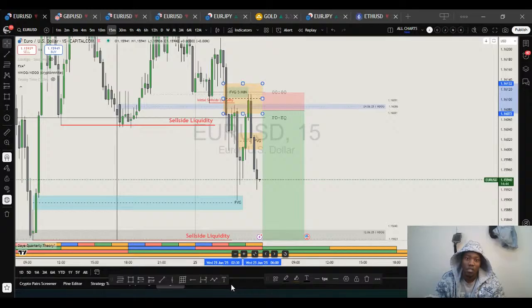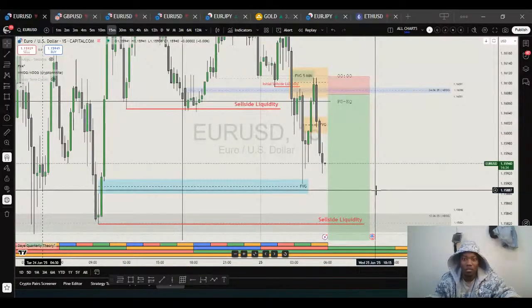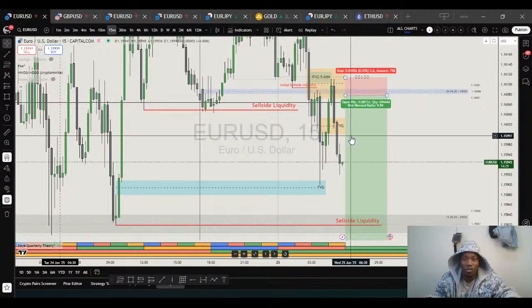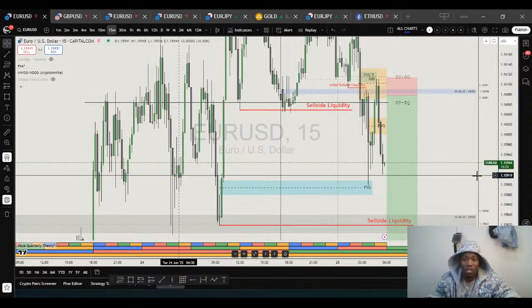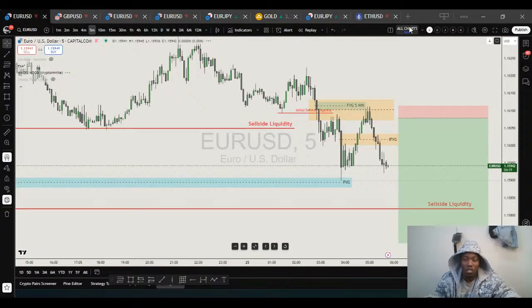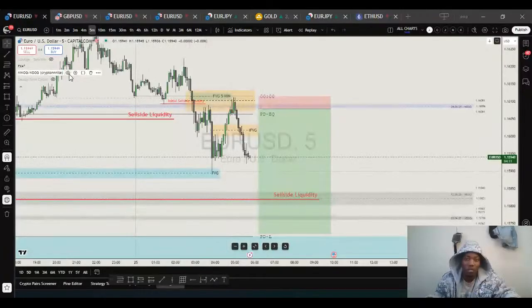As you can see, it's a 15-minute fair value gap. We're targeting the sell side liquidity. This one has been used. If this one has already been used, we're expecting price to go one more lower, so that it can target this liquidity which is below here. These are just gaps.